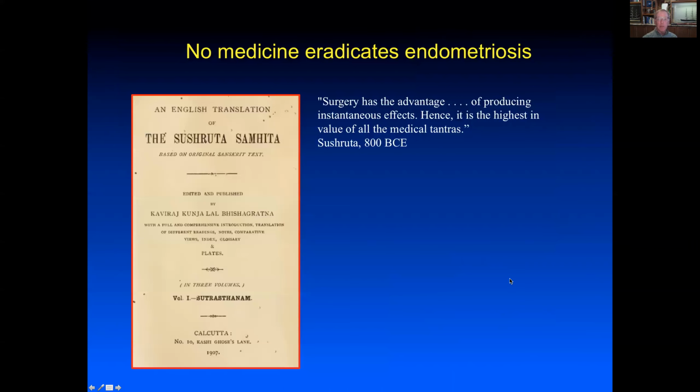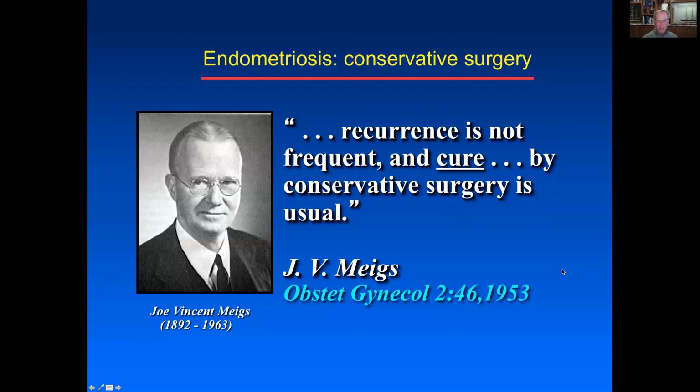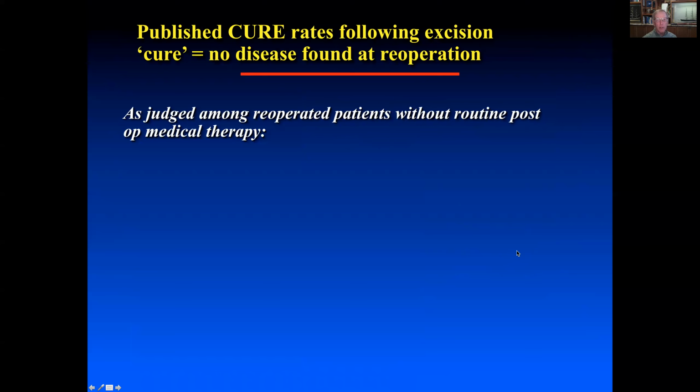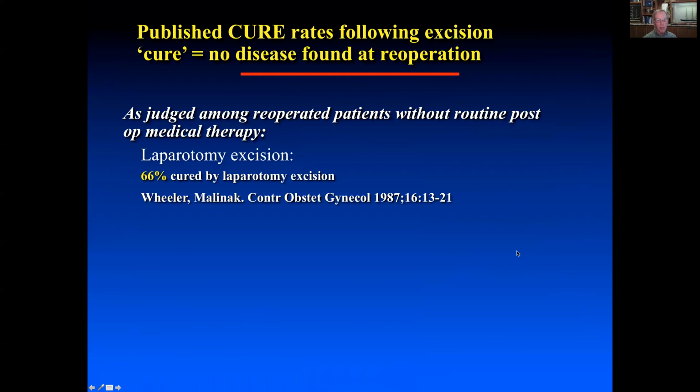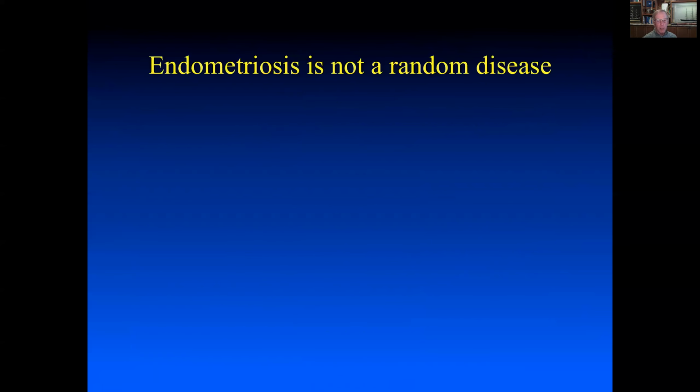Shashruta wrote that surgery has the advantage of producing instantaneous effects, so it's the highest of all medical tantras. And Hippocrates, the father of deep endometriosis, wrote that the diseases which medicines cannot cure, excision cures. Again, Joe Meggs, as far back as 1953, said that recurrence is not frequent and cure by conservative surgery is usual. And the cure rates, where no disease was found at reoperation, are interesting: 66% cured by laparotomy excision, and between 57 and 100% cured by laparoscopy excision, with disease reduction in most of those who had any. So endometriosis is not a random disease.